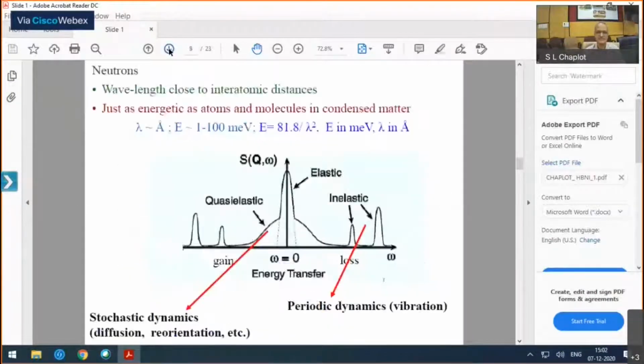If you plot as a function of energy transfer, then you have the elastic scattering at omega equal to 0. You may have a Lorentzian distribution around the elastic point, and the width of this Lorentzian distribution is related to the relaxation time of the stochastic dynamics, diffusion or whatever you have. We will go into more details of that.